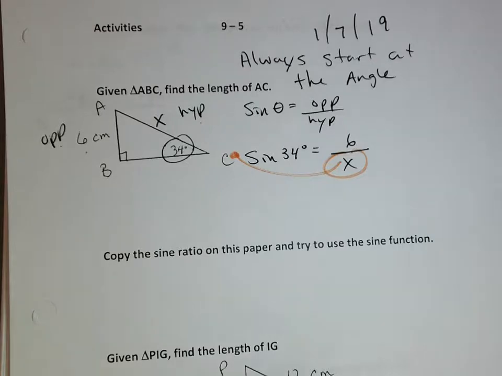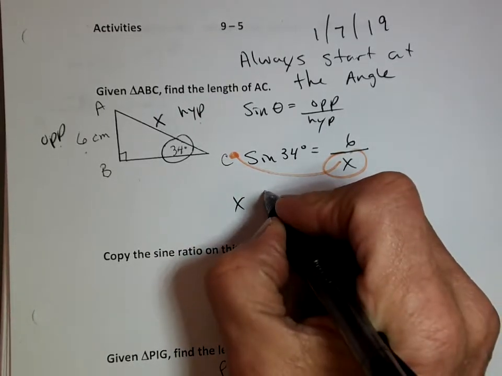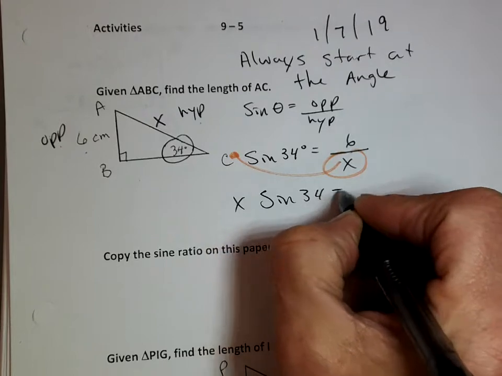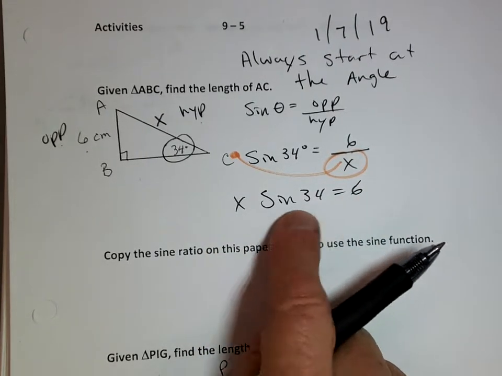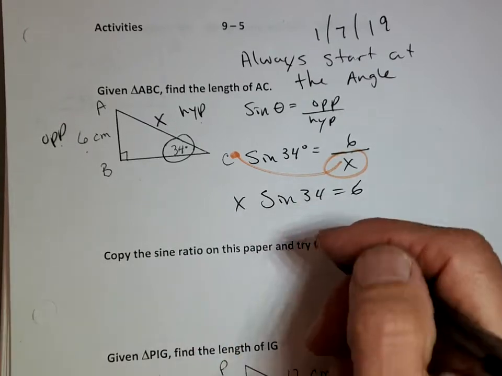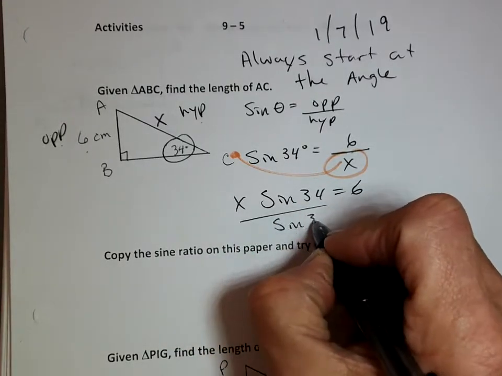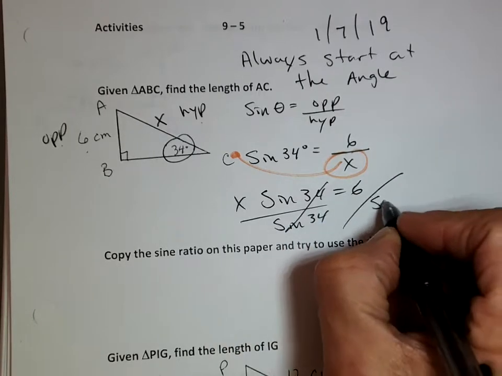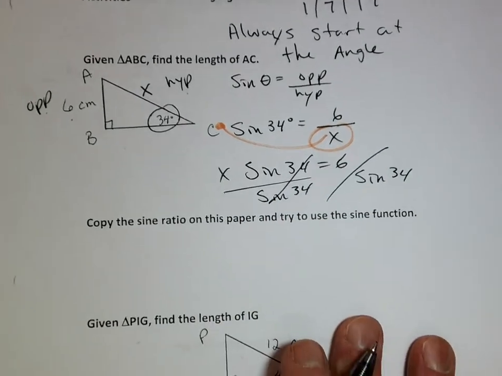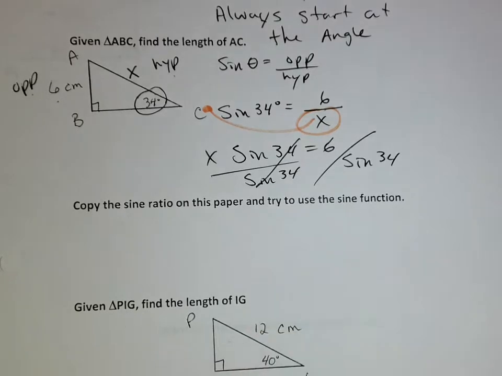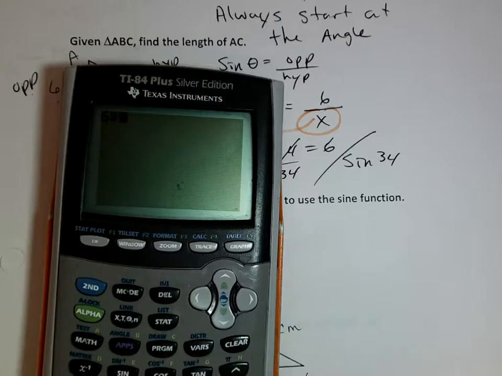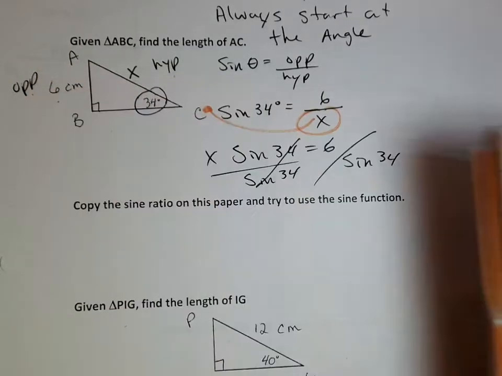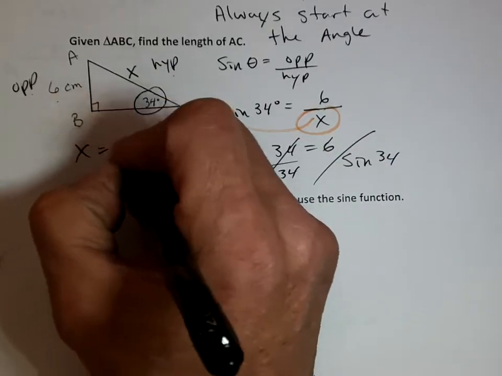So I bring up the x, and it's going to be x times the sine of 34 equals 6. Again, this is a number in my calculator. So I'm going to divide by sine of 34, divide by sine of 34. And so I'm just going to use my calculator. I'm just going to go, okay, what is 6 divided by sine of 34, and I get an answer of about 10.7. X equals 10.7.